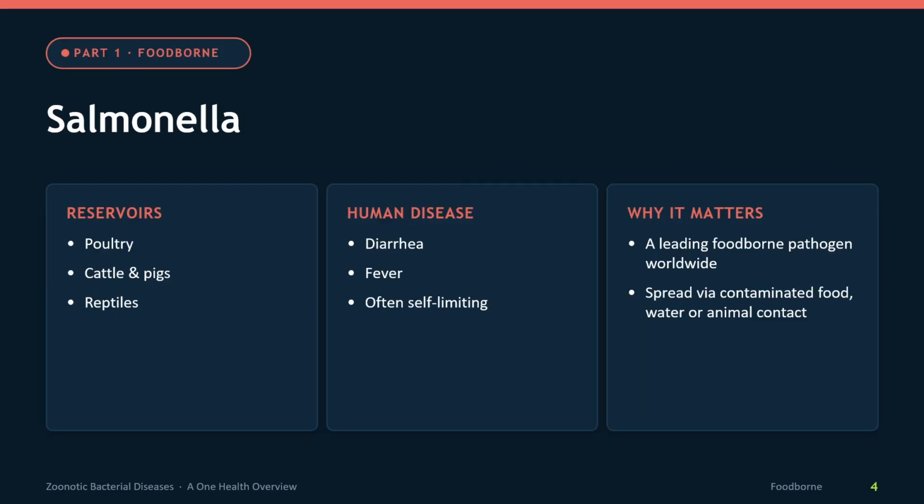Salmonella is one of the most important foodborne pathogens worldwide. Poultry, cattle, pigs, and reptiles are major reservoirs. Humans typically get infected through contaminated food, water, or contact with animals. It's a classic example of how farm practices, food handling, and kitchen hygiene all influence human health.